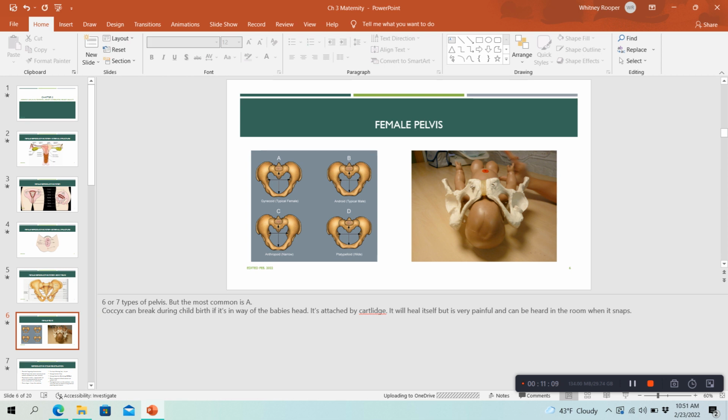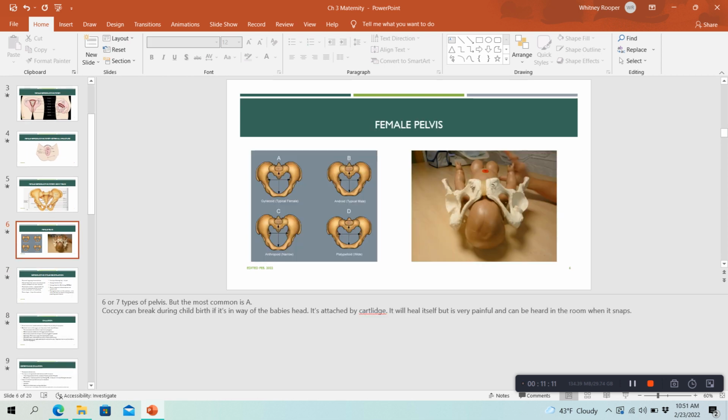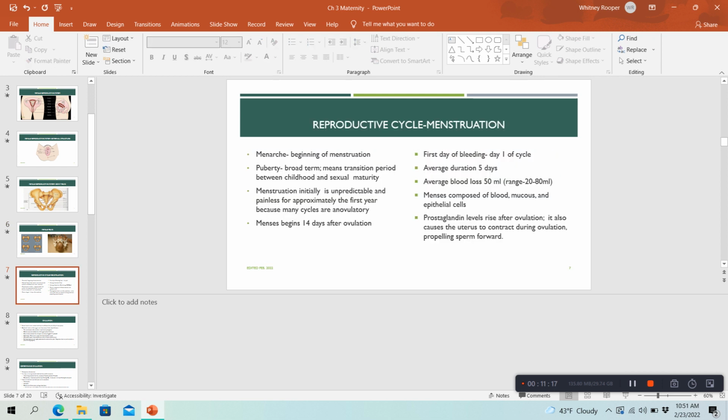Okay, so now let's back up, and we're going to start talking about pregnancy from the beginning. In order for a pregnancy to occur, obviously, the first thing we have to have is the reproductive cycle working effectively. And that starts with menstruation. Menstruation, as you know, is a monthly discharge of blood from the uterus, and it's the endometrial lining breaking down and shedding away when pregnancy does not occur.